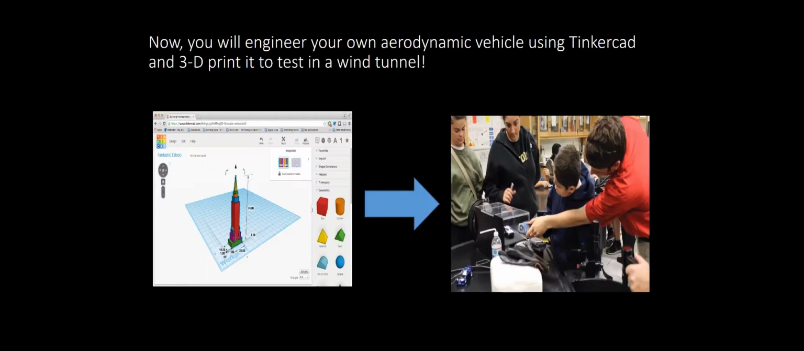Now that you know the basics behind drag force, all of you are going to act as engineers who are trying to design a vehicle, and it can be any vehicle, a car, a plane, a rocket, to have the least amount of drag possible. You are going to design a model of your vehicle in Tinkercad, and these will be 3D printed when you're done. Then, you use our wind tunnel to figure out the drag coefficient of your model.